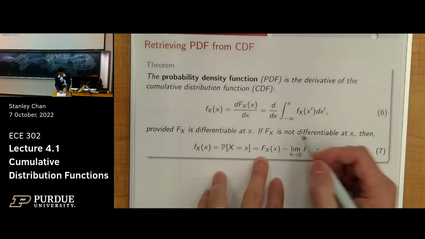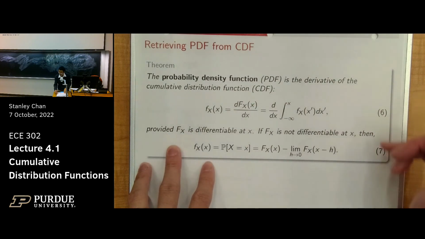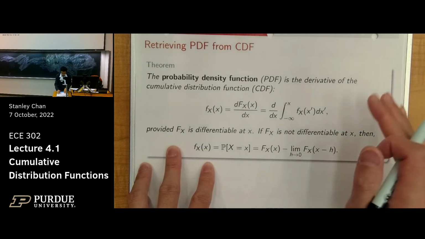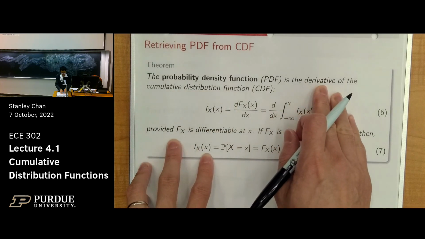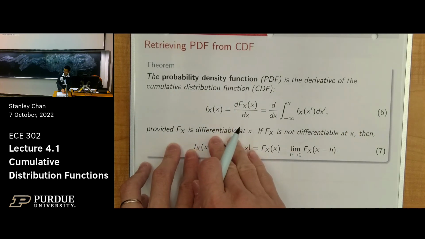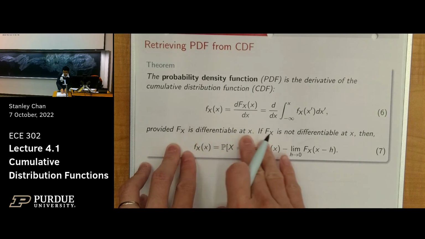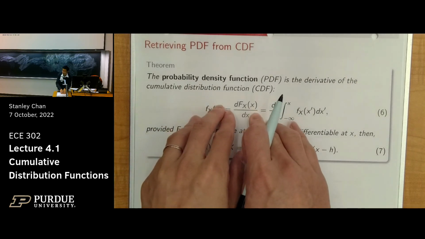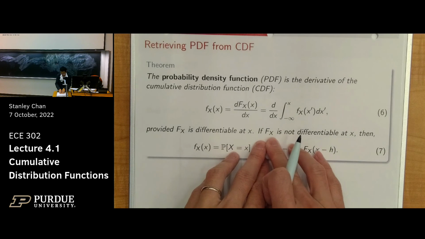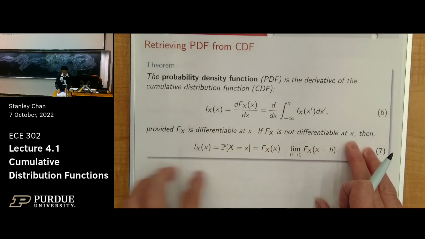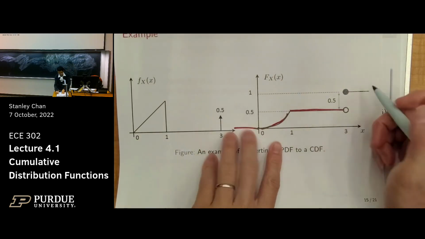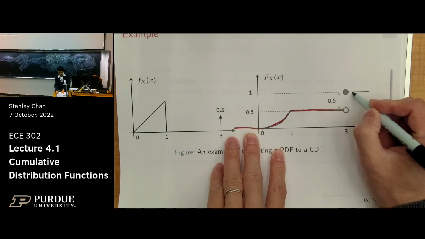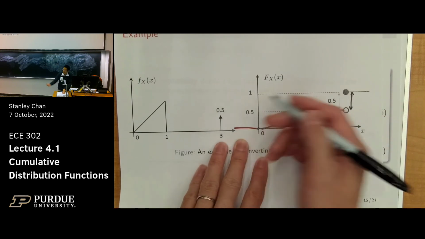Now, look, there are 2 cases here. The first case is that if the derivative is defined, if F(x) is differentiable at x, then you take the derivative. If F(x) is not differentiable at x, then think about that. You have a jump. Whenever you have a jump, you will get a pulse, right? So that's the reverse direction.